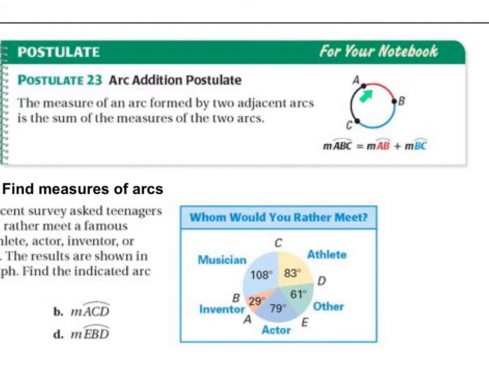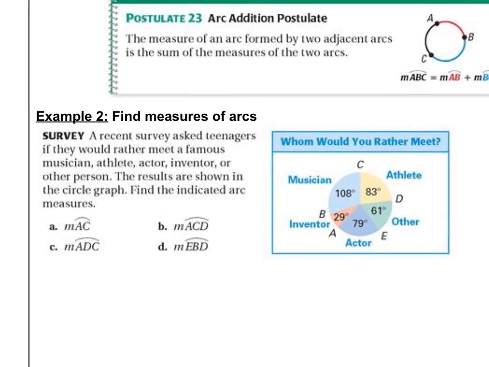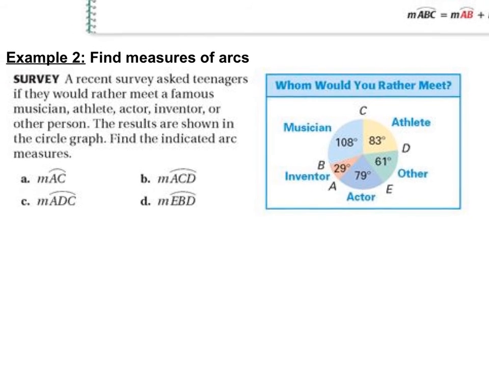ABC, I can take the small measure of arc AB and the measure of arc BC and add them together to give me all of ABC. Kind of like segment addition postulate and angle addition postulate. If I add 2 smaller ones together, I will get a larger one. All right, so let's apply that to example 2 here.